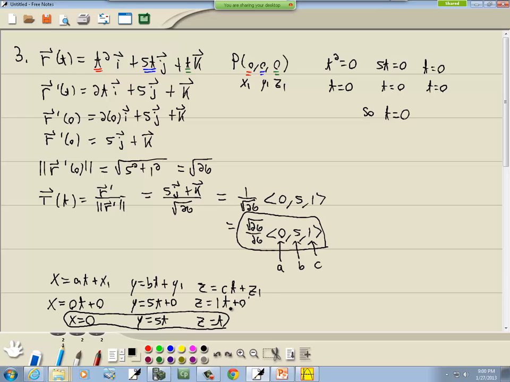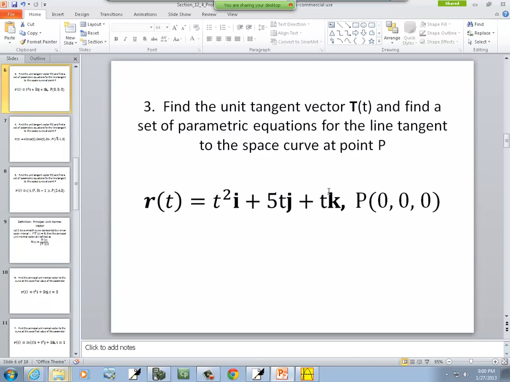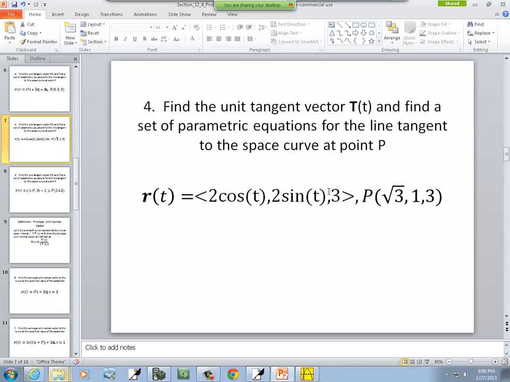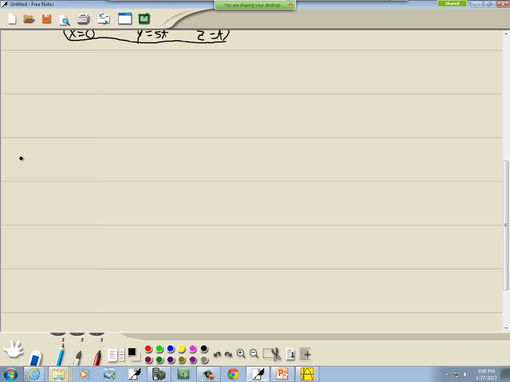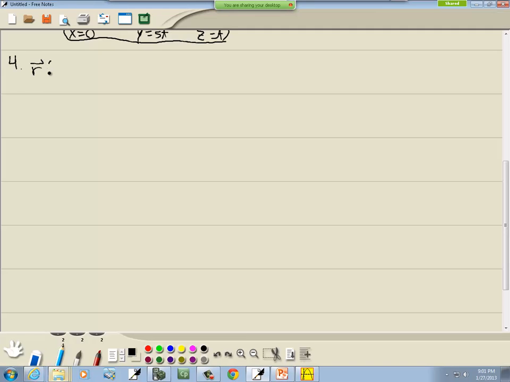And those are our parametric equations. Okay, let's look at this one. We've got r equal to 2 cosine t, 2 sine t, and then 3. And it's at the point square root of 3, 1, and 3.